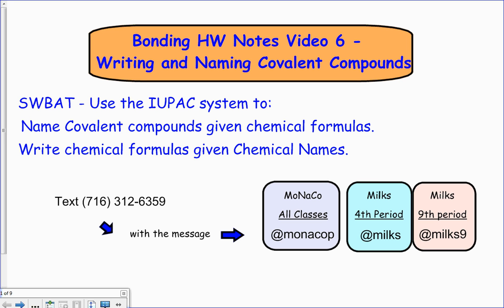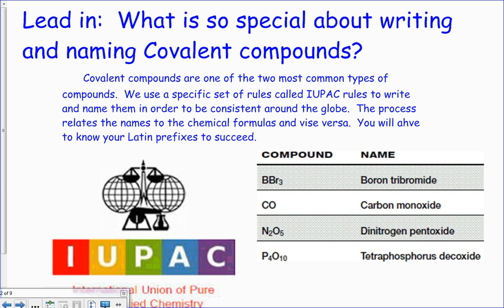Today, instead of ionics, we are going to learn how to write and name covalent compounds. We will use that same IUPAC system so that we can get it right. And you'll find this one's a little bit easier. We're not going to have to deal so much with the crisscross. We're going to have to deal with a little bit of prefixes. So we're going to use prefixes like crazy on this one. Let's just dive right into this, huh?